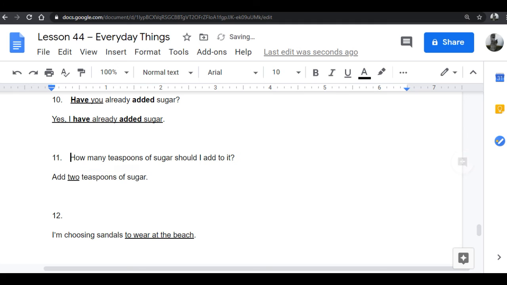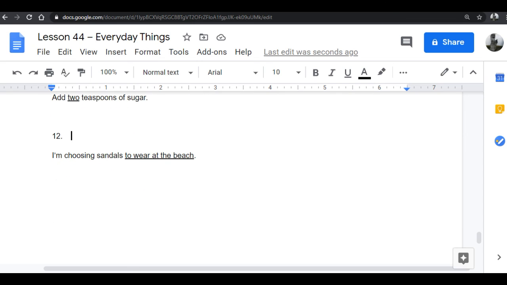So, how many teaspoons of sugar should I add? Should I add to whatever you are preparing? Add 2 teaspoons of sugar. Cool. Number 12. I'm choosing sandals to wear at the beach. To wear at the beach, okay? I'm choosing sandals to wear at the beach.